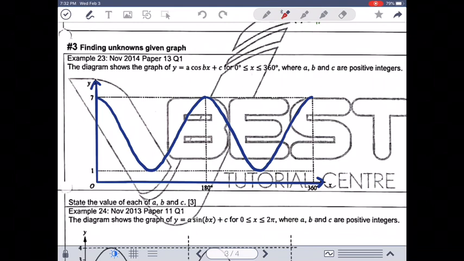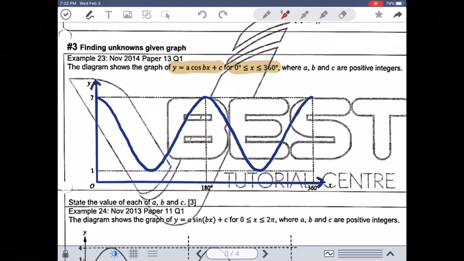Okay, now let's have a look at the next example. The diagram shows the graph of y equals a cos bx plus c for 0 to 360 degrees, and where a, b, c are positive integers. So we need to find the values of a, b, and c. So we start off with a.